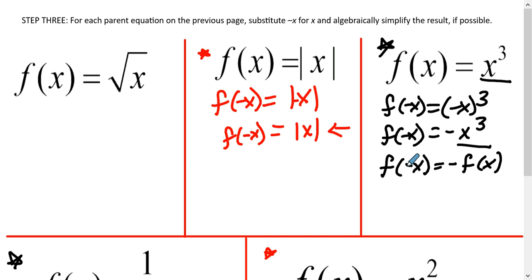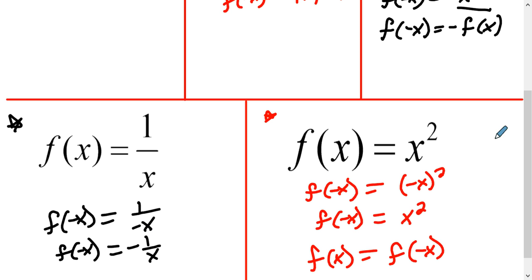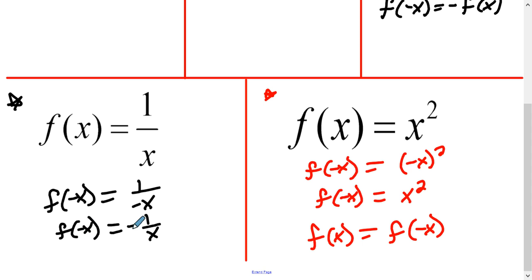So if I change the negativity on x, I change the negativity on y. That's my output. If I change the negativity on my input, I also then will change the negativity on my output. That is also the case down here. So if I put in a negative x here, it's the same thing as 1 over the opposite of x, which is the same thing as the opposite of 1 over x. So when I change the negativity of my input, it changed the negativity of my output. So f of negative x is the same thing as the opposite of f of x.